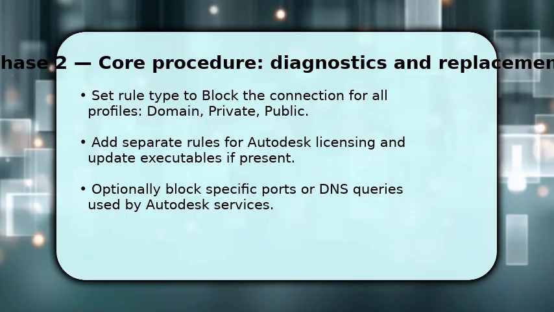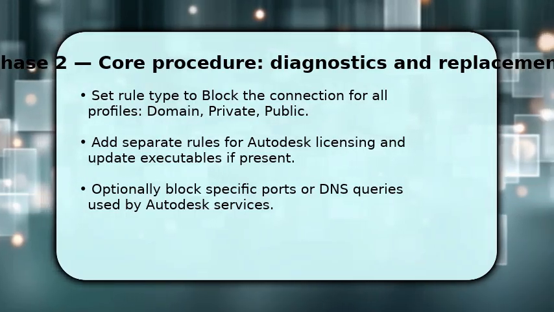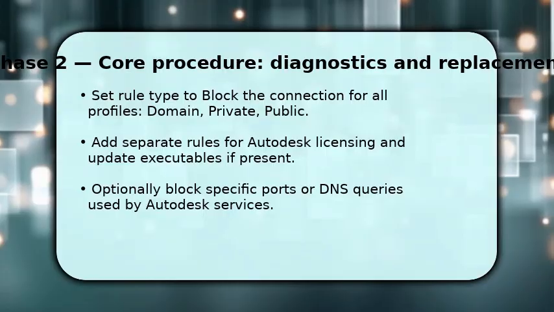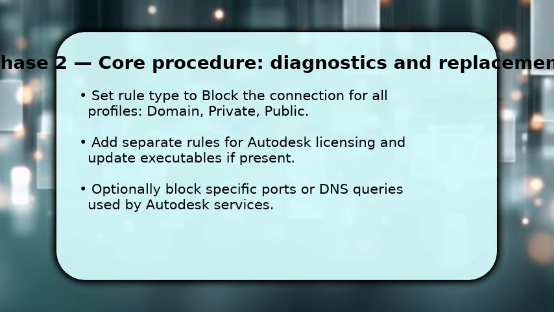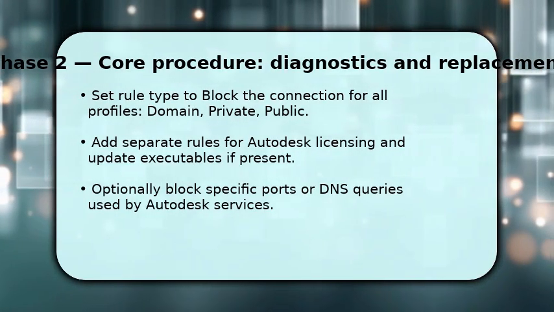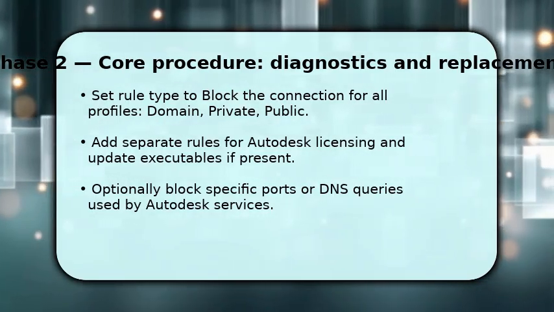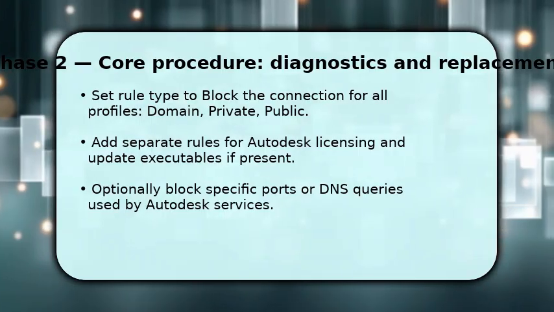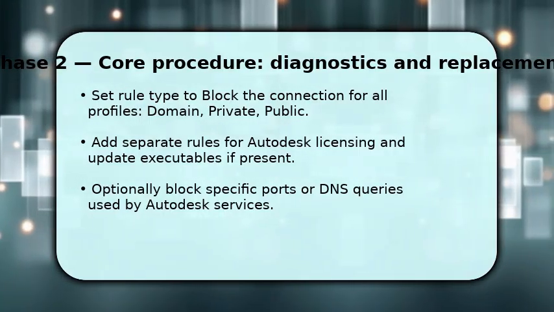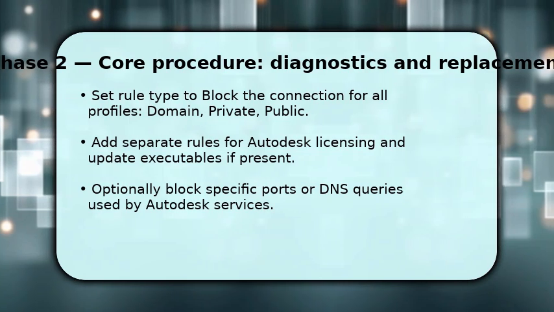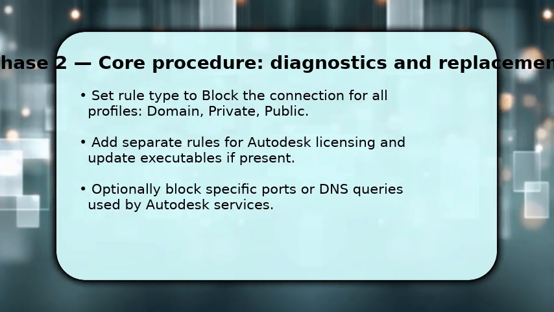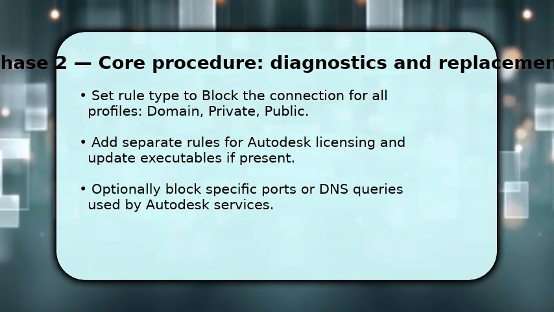If Autocad uses separate processes for licensing or updates, create additional block rules for those executables too. This avoids unexpected callbacks. If you prefer a port-level approach, identify Autodesk service ports and block them. However, program-level rules are more robust. Once done, double-check rule precedents and ensure no allow rule overrides your new blocks.